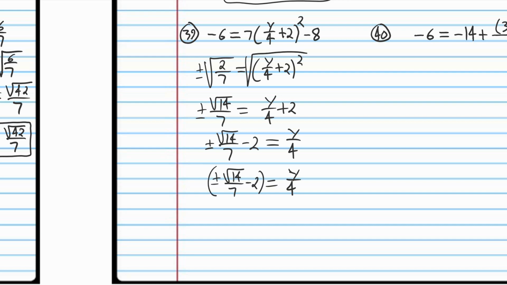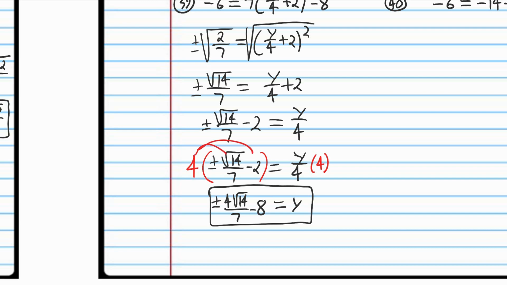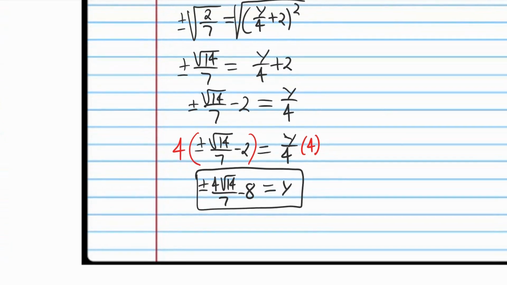So we're going to multiply both sides by 2, and I'm going to go ahead and put that in red. Excuse me, multiply both sides by 4. And we get y is equal to plus or minus 4 root 14 over 7 minus 8. Again, we use the distributive rule. We distributed the 4 and multiplied it into both those terms in the parentheses. And that's it. That's our answer.